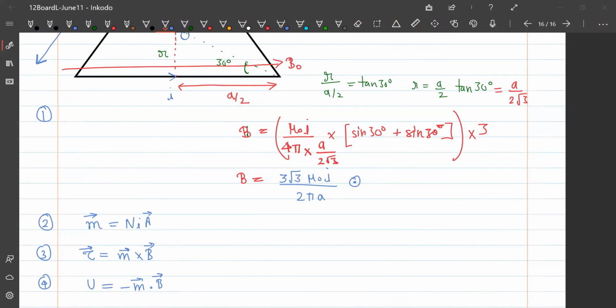How can we write U in terms of cross product? No, we don't write U in terms of cross product. It's a scalar quantity.